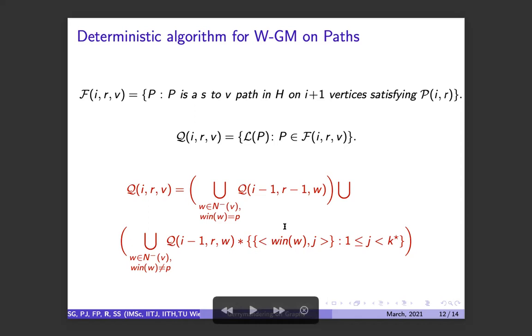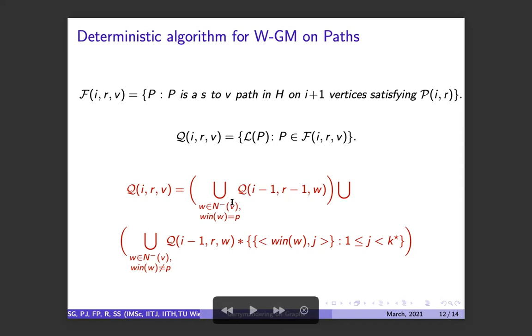So then in the remaining path, in the prefix of this path, this S-to-W path, we are looking for R minus 1 unlabeled arcs, right? So we are looking for a path on I minus 1 vertices with R minus 1 unlabeled arcs. So that is why we look at this family.